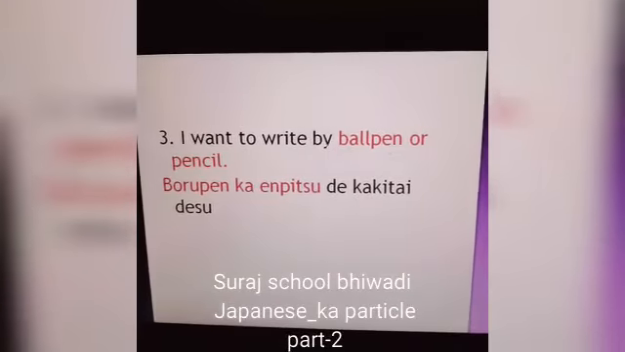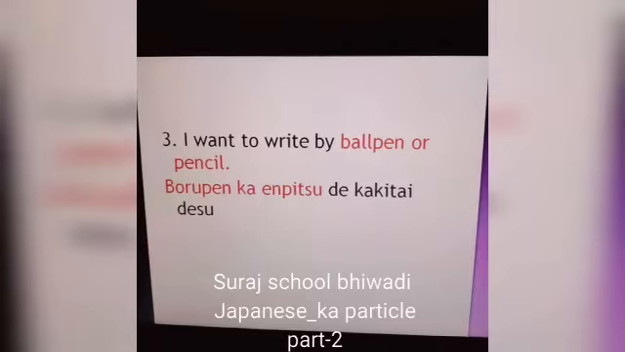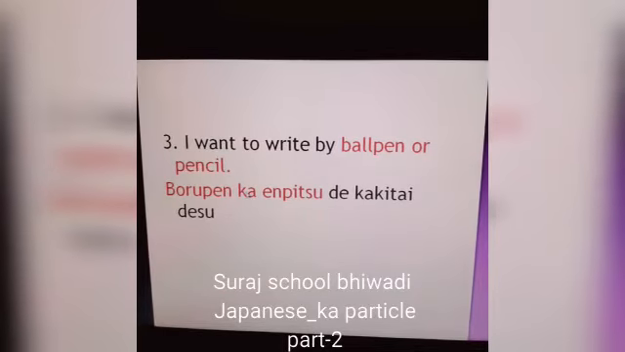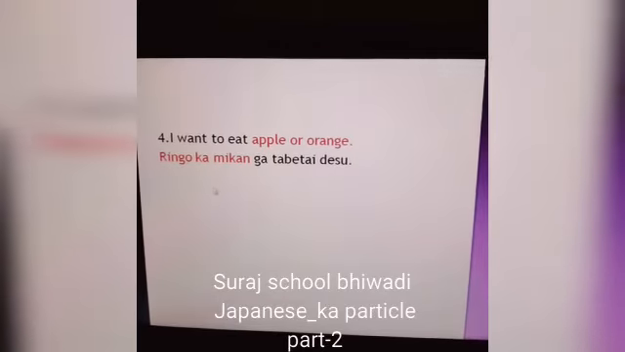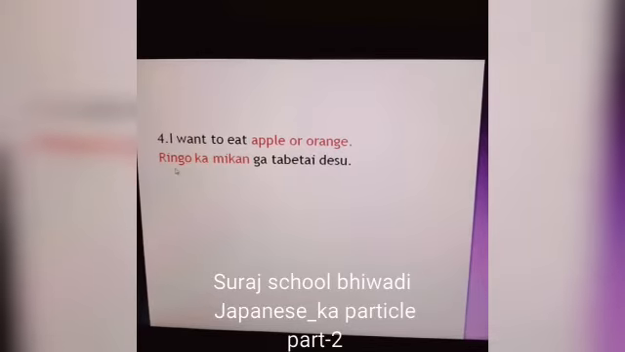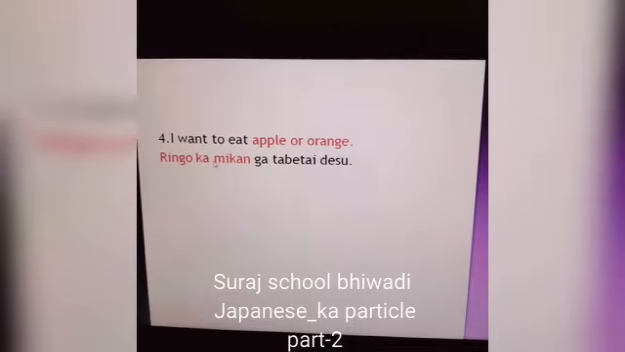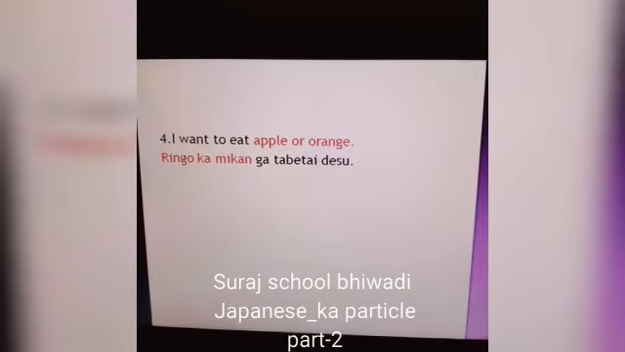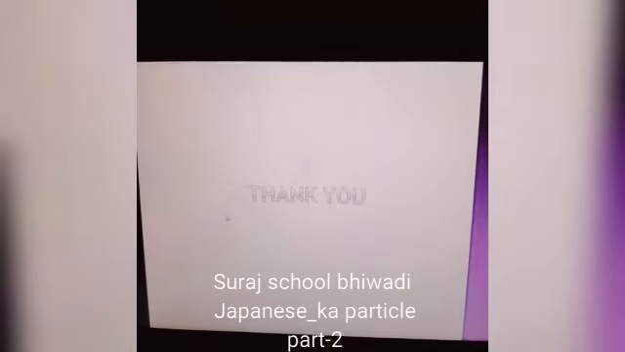Next is I want to write by ball pen or pencil. Boru pen ka enpitsu de kakitai desu. Boru pen, enpitsu, ball pen, pencil. In between the choices we are putting the ka particle, and kakitai is for I want to write. Next is I want to eat apple or orange. Apple, ringo, orange, mikan. Ringo ka mikan ga tabetai desu. Ringo or mikan, I want to eat apple or orange. So ringo ka mikan. We are putting the ka particle in between the choices.